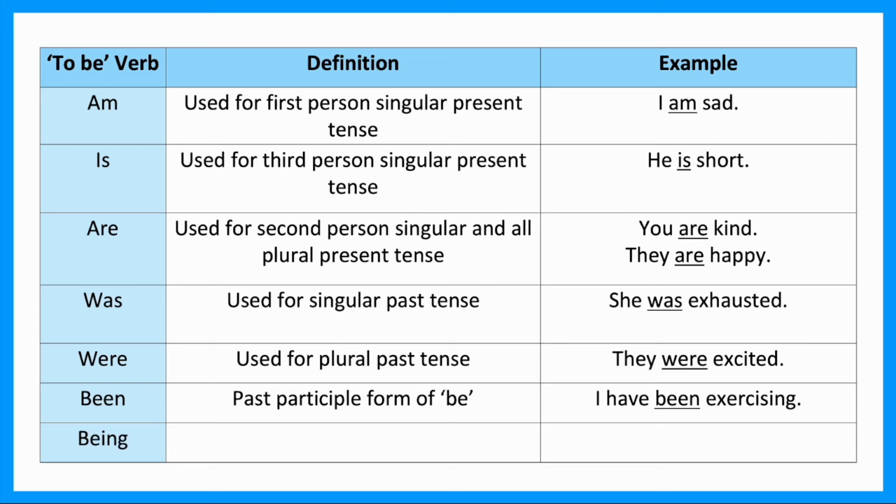Been is the past participle form of be. For example, I have been exercising. Being is the present participle form of be. For example, she is being rude.